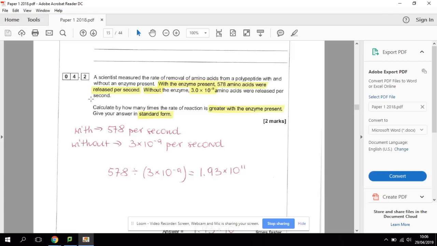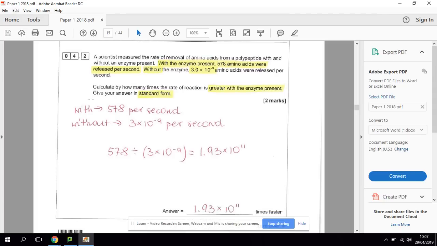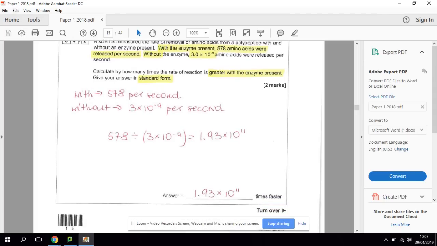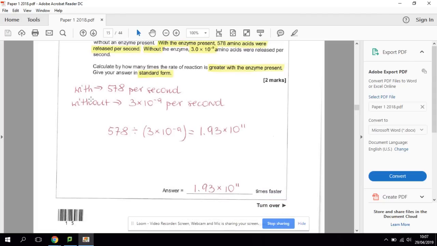So calculate how many times the rate of reaction is greater with the enzyme present and give your answer in standard form. So that's important. Use the standard form. With the enzyme, I've said it's 578 per second. Without, again, I've said what it was. So my calculation here is I've just divided those values, okay, and got the answer of 1.93 times 10 to the power 11. And that's how many times it's faster.